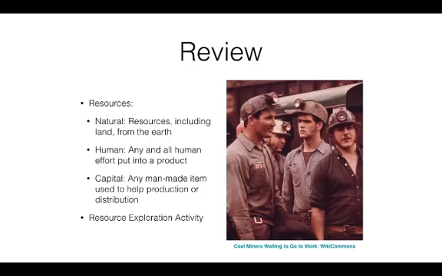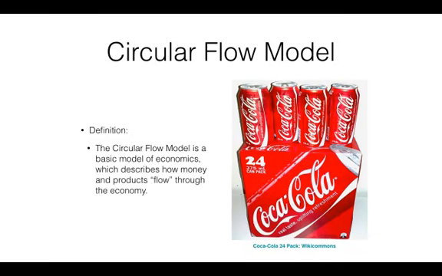We've also taken the time to explore the different types of resources that go into a basic everyday product that we use, whether it be our phone, our earbuds, whatever it might be. We've explored that, so we know those different types of resources and how they affect those products. The circular flow model is a basic model in economics that describes how money and products flow through our economy. It basically lays out how the economy works.